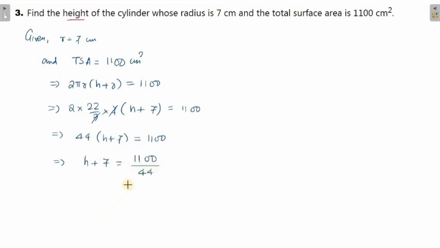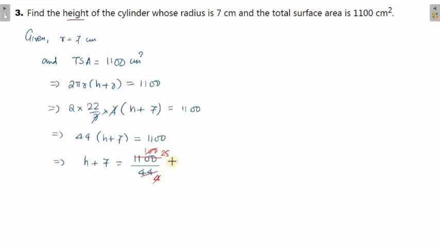Okay, now cancel with 11. So 11 into 100 is 1100. So 11 fours are 44. Now 4 and 100 gets cancelled. So you get 25. Okay, so this is equal to how much?